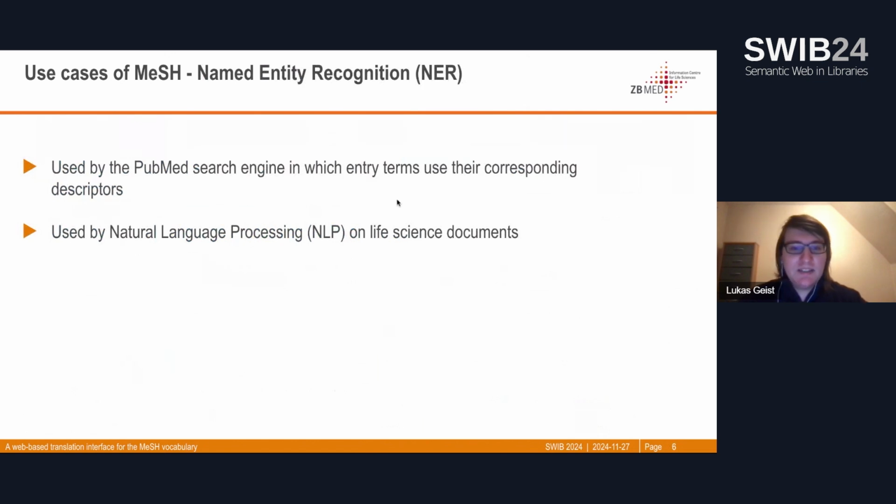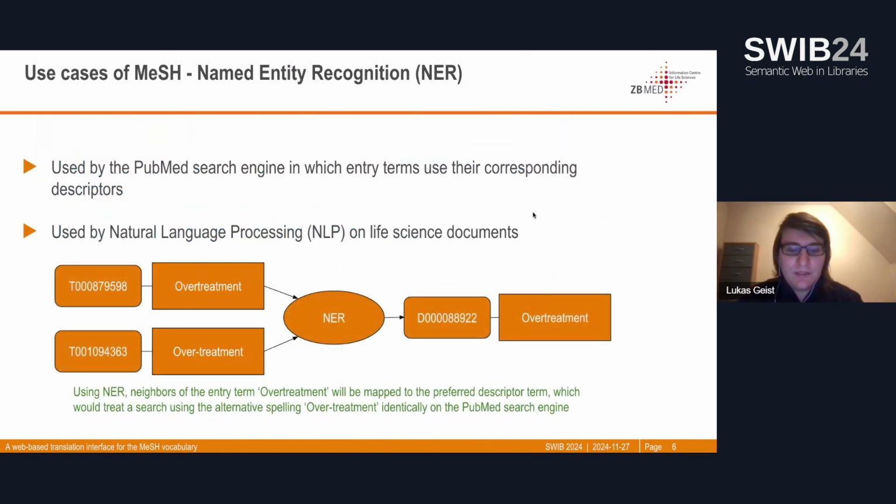About named entity recognition. Named entity recognition is a useful tool if you want to merge two different words together. Here you can see the MeSH entries for overtreatment and overtreatment with a hyphen. Both of them are entry terms linking to the descriptor that uses the preferred term overtreatment. In the PubMed search engine, if you input overtreatment with the hyphen, it reads it the same as if you put it without the hyphen. This is quite a useful tool to avoid the problem of different spellings, or very closely related synonyms, as it recognizes those.